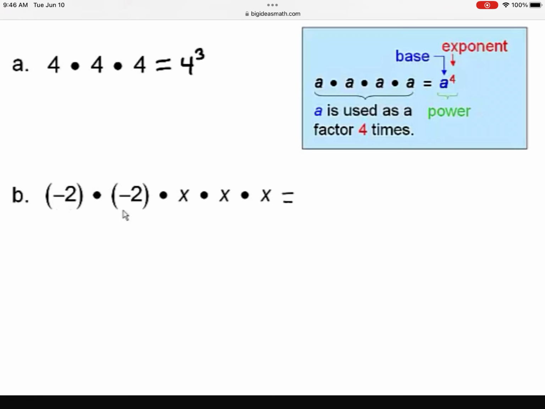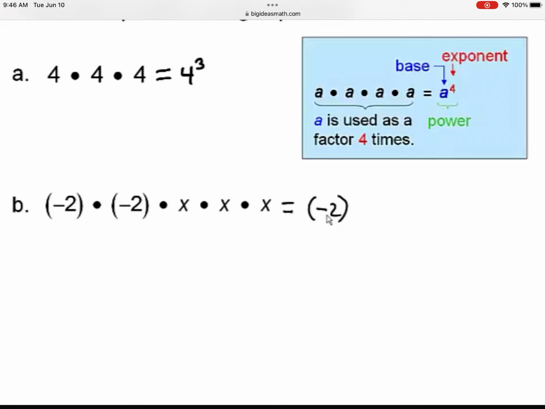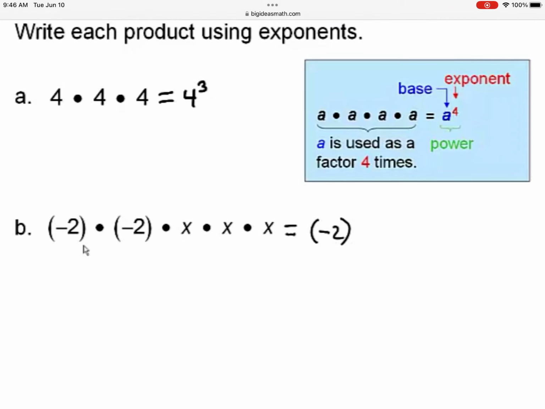First, let's write a power using the repeated factor of negative 2. So write the base of negative 2. And notice, because the repeated factor is negative 2, it's very important to keep the parentheses so we have the correct meaning of the product, or the power. Now negative 2 is used as a repeated factor twice, so we should attach an exponent of 2.